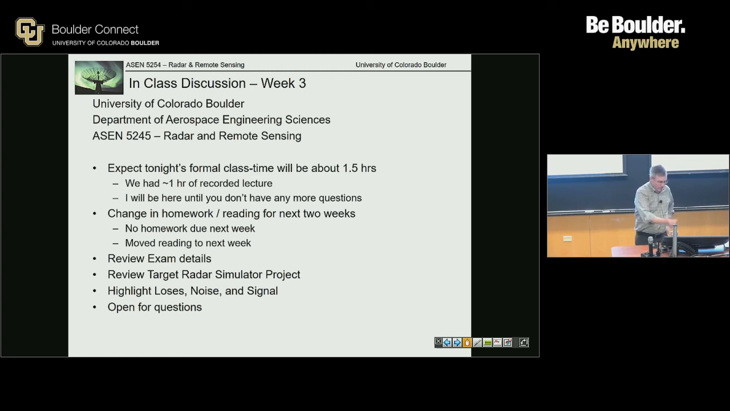So we'll go over the changes in detail, and then I want to review the exam, because that's in 3 weeks, right? The 20th. The dates will be there. Yeah, because we have 2 more lectures before the exam. Then we'll go through the radar simulator, and then highlight the 3 different elements of losses, noise, and signal. And then open for questions. Any changes to this agenda? Additions? Okay.